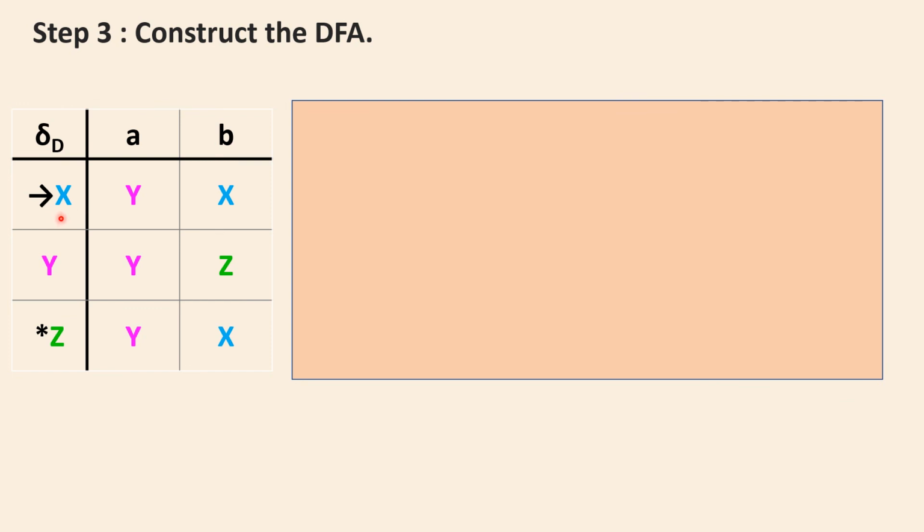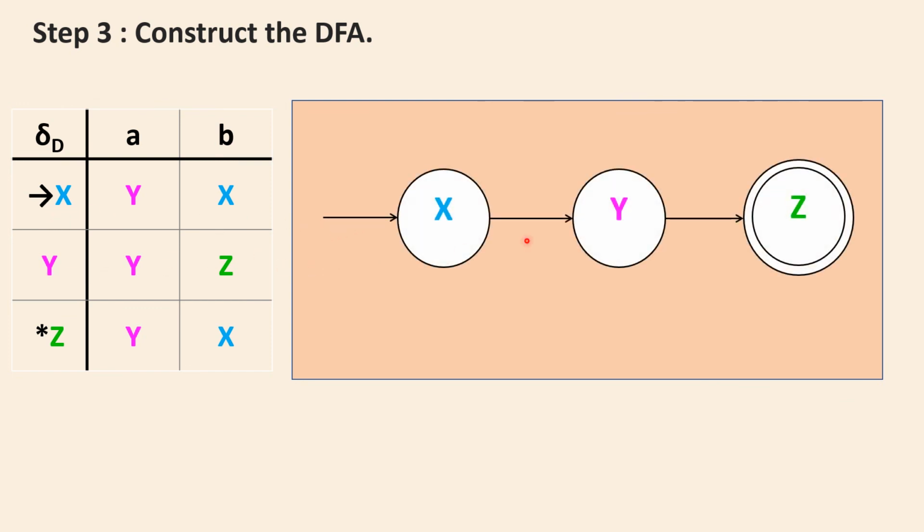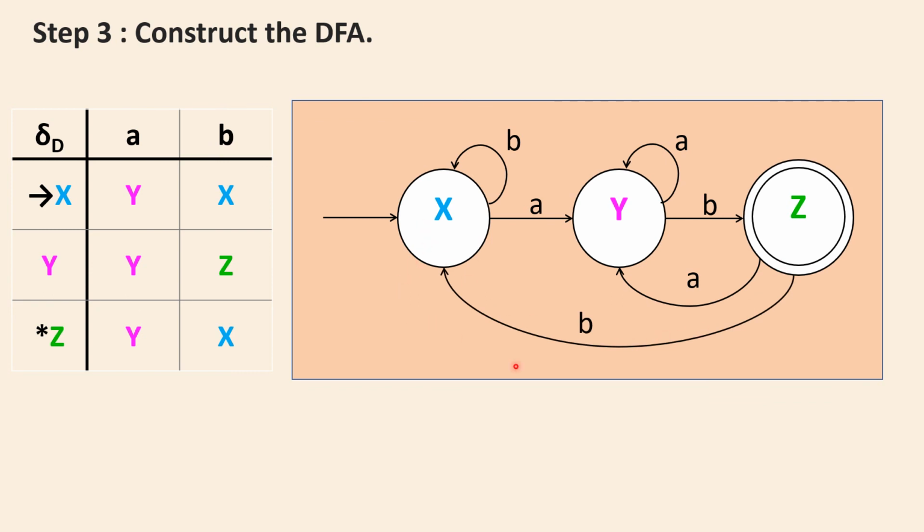So here I have X to be the start state and then I have Y and then I have Z to be the final state. So X on input A is going to Y and X on input B is looping to itself. Then Y on input A is looping to itself and Y on input B is going to Z, and Z on input A is going to Y and Z on input B is going to X. So this is our completed DFA diagram.